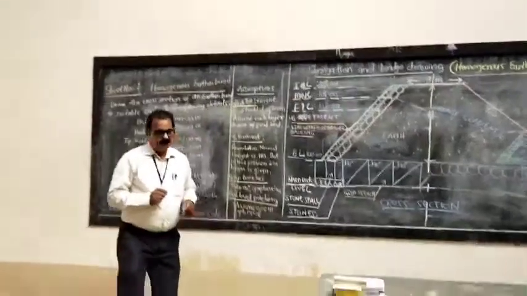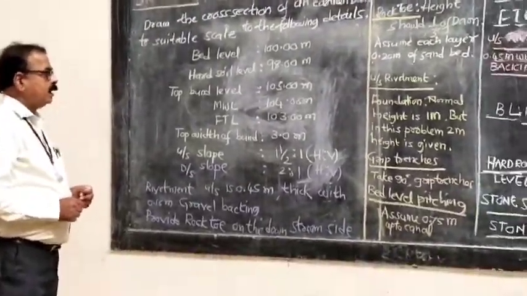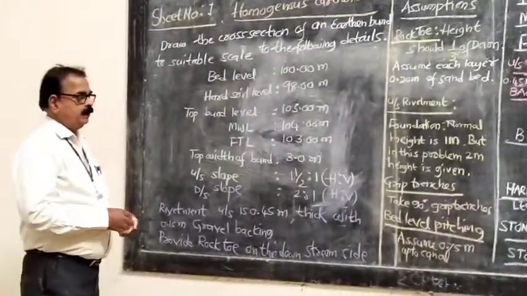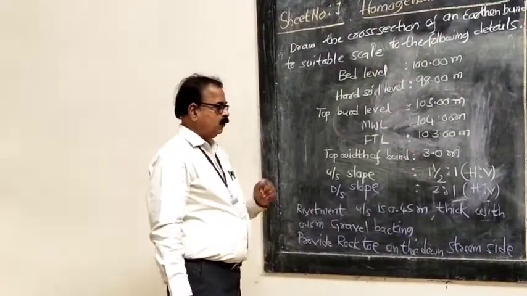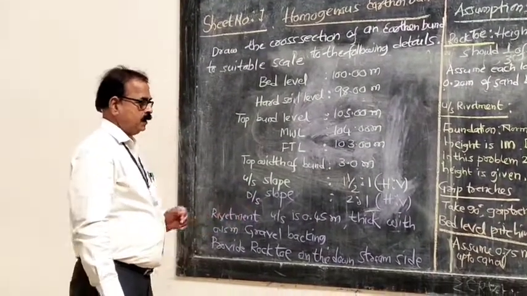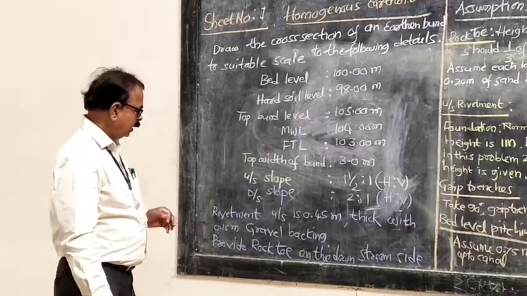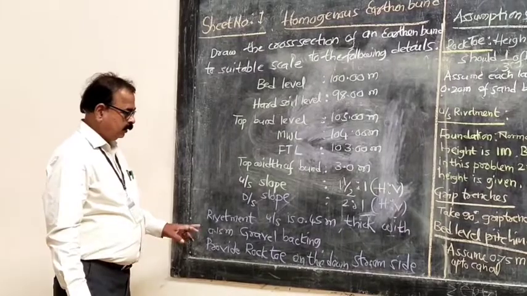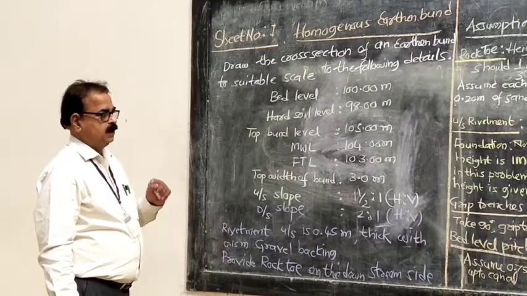Remember, the problem is given as: bed level 100 meter, hard rock 98 meter, top bund level 105, MWL 104, FTL 103, top width of bund 3 meters, upstream side slope 1.5:1, where H is to V, that is horizontal is to vertical, downstream side slope 2:1, H is to V, that is horizontal is to vertical. Revetment on the upstream side is given 0.45 meter thick with 0.15 meter gravel backing, and we also have to provide a rock toe on the downstream side.